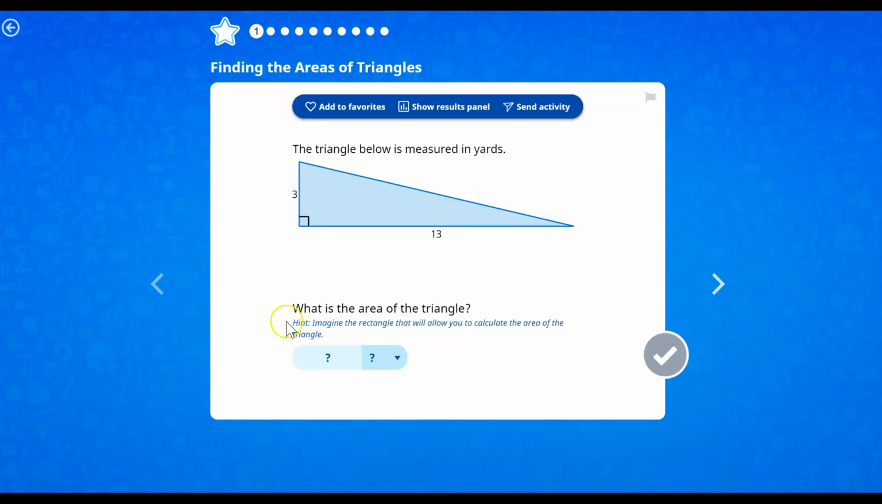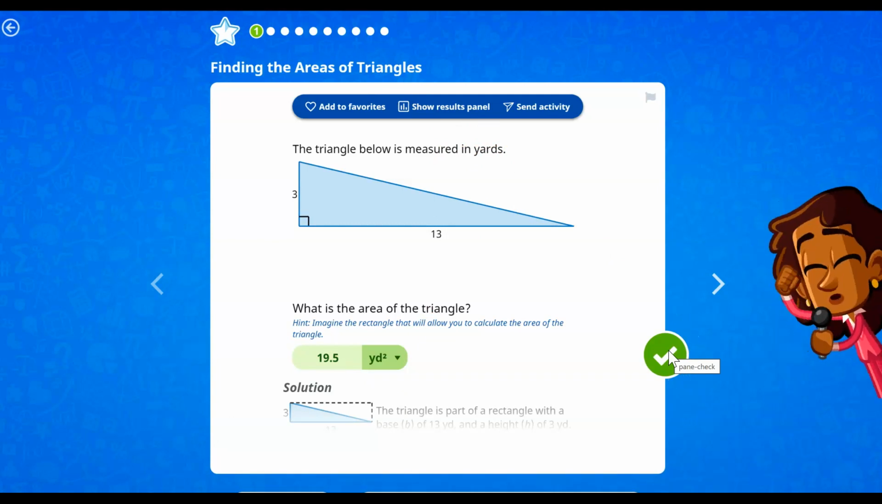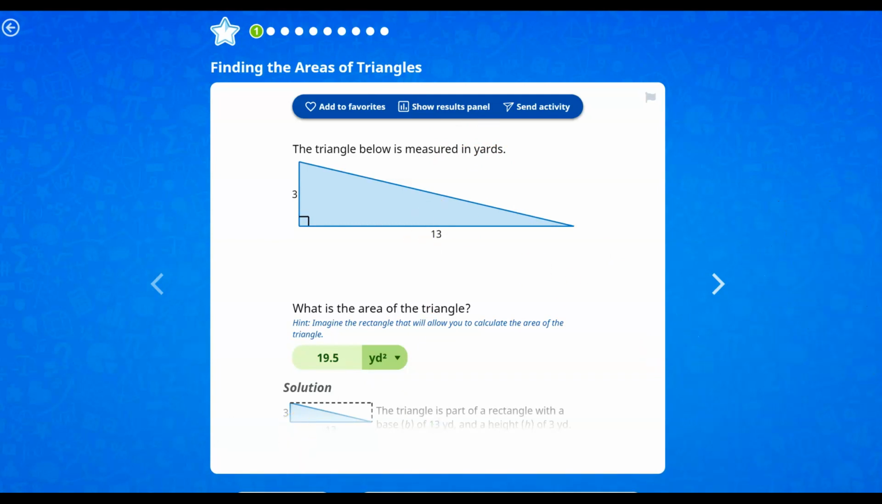Remember, area is always in square units. So you go down here, you type in 19.5, and then you're always going to make sure you have the correct units. Yards squared, I got yards here because it says it was measured in yards. Check off. Cool, we got it right. If we didn't get it right, we can click on the retry, and then we click next page. Please make sure you do every problem. It is not considered complete unless you do every problem.